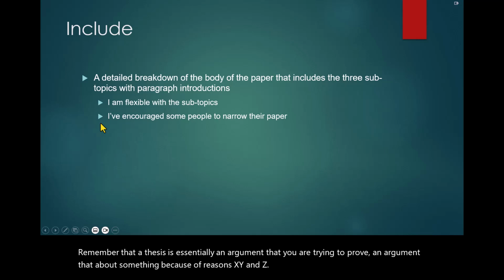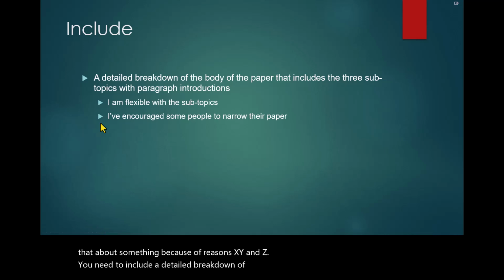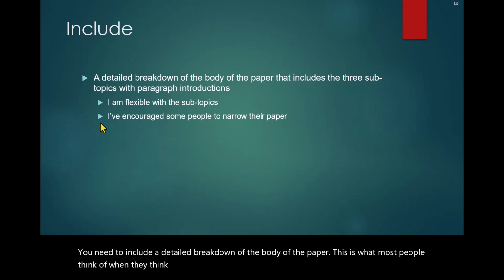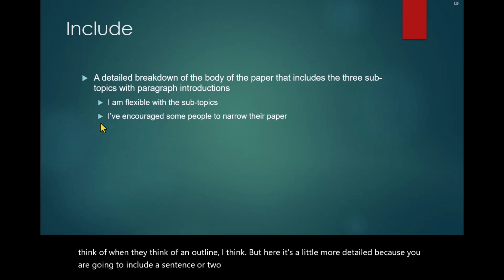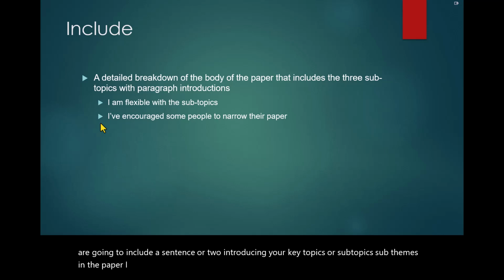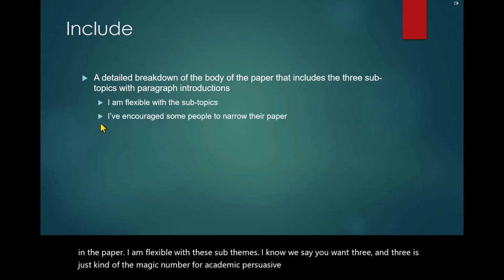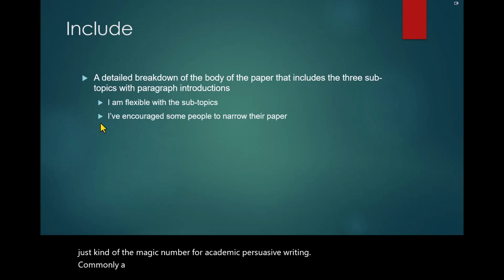You need to include a detailed breakdown of the body of the paper. This is what most people think of when they think of an outline, I think. But here it's a little more detailed because you are going to include a sentence or two introducing your key topics or subtopics, sub-themes in the paper. I am flexible with these sub-themes. I know we say you want 3, and 3 is just kind of the magic number for academic persuasive writing. Commonly, a thesis will have 3 components. Again, like I said, because of X, Y, and Z.